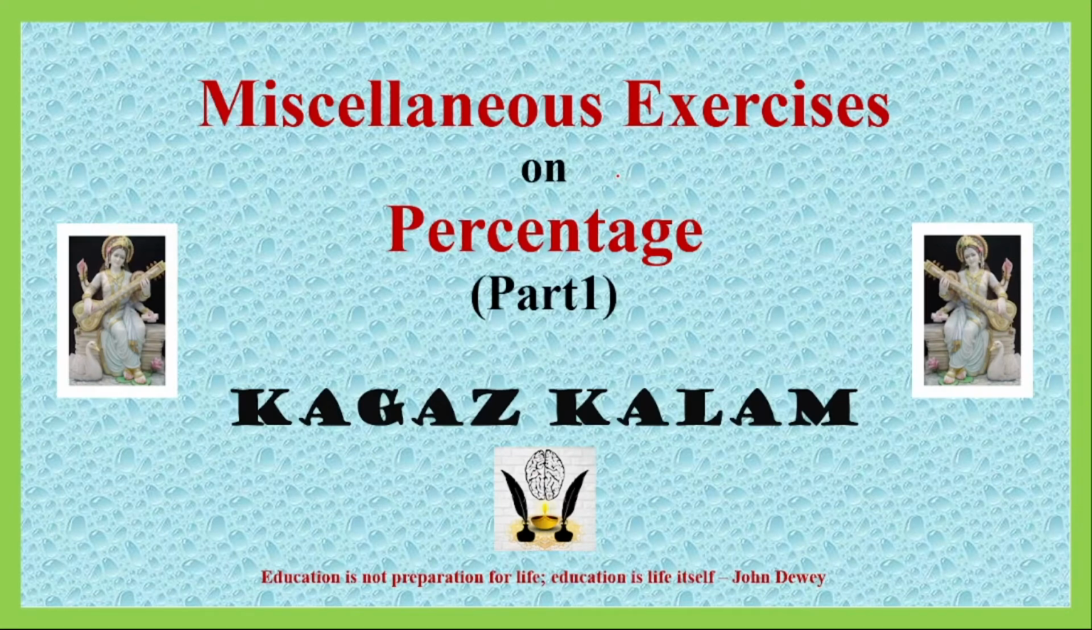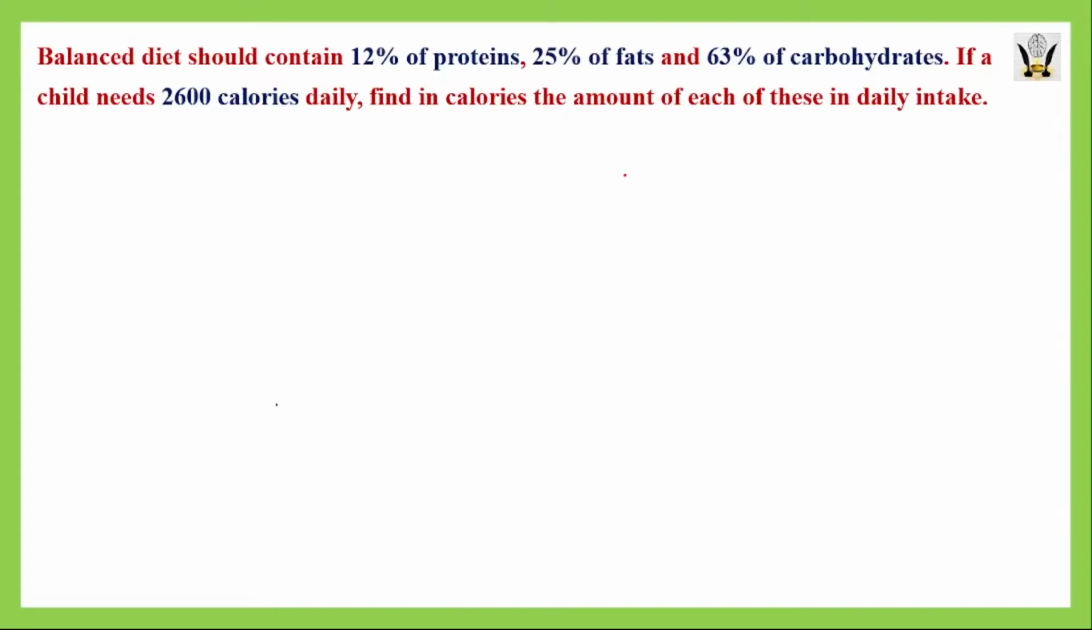In today's class and in the next class, we will solve a few problem sums based on percentage. So let's get started. The first problem sum says a balanced diet should contain 12% of proteins, 25% of fats and 63% of carbohydrates. Now if a child needs 2600 calories daily, then find in calories the amount of each of these. Each of these means proteins, fats and carbohydrates in daily intake.